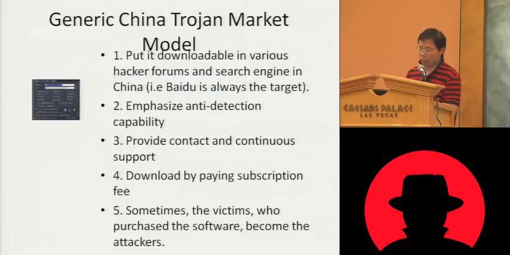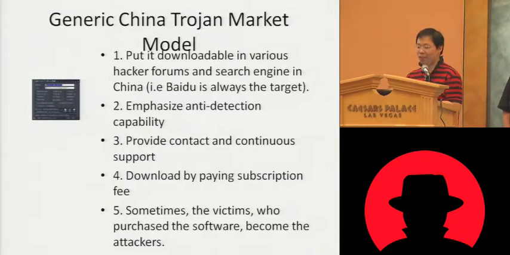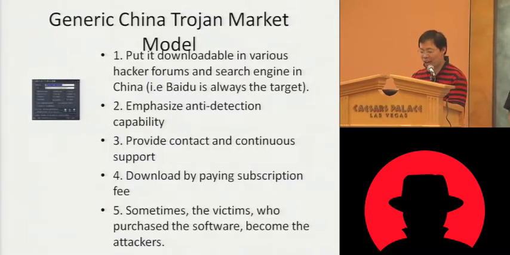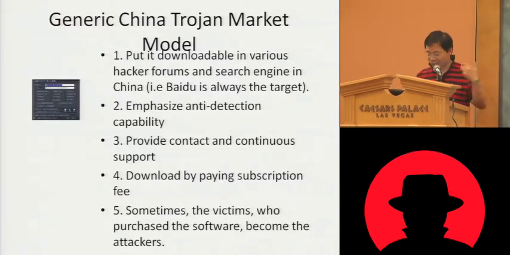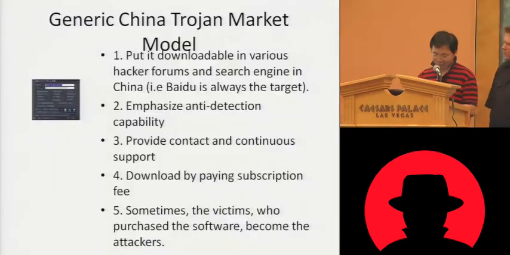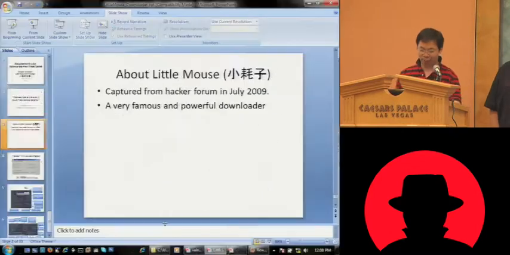And I just sum up the Trojan market. First of all, put it downloadable in various hacker forums and search engines. Baidu is the famous place. Emphasize the anti-detection capability, provide contact and continuous support, download by paying a subscription fee. Sometimes the victims who purchase the software become attackers. They could recycle. I mean, the model is continuous. So this part will be much more interesting to you for how the downloader works.